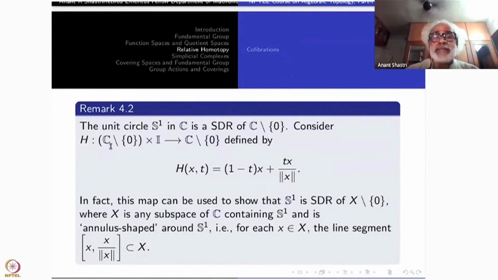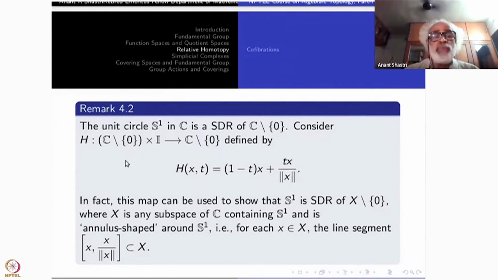Take any x inside R^2 minus 0. Take a real number t inside I. H of (x, t) I am defining as (1 minus t) times x plus t times x over norm x. X is a non-zero vector, so I can divide by its norm to get a unit vector.